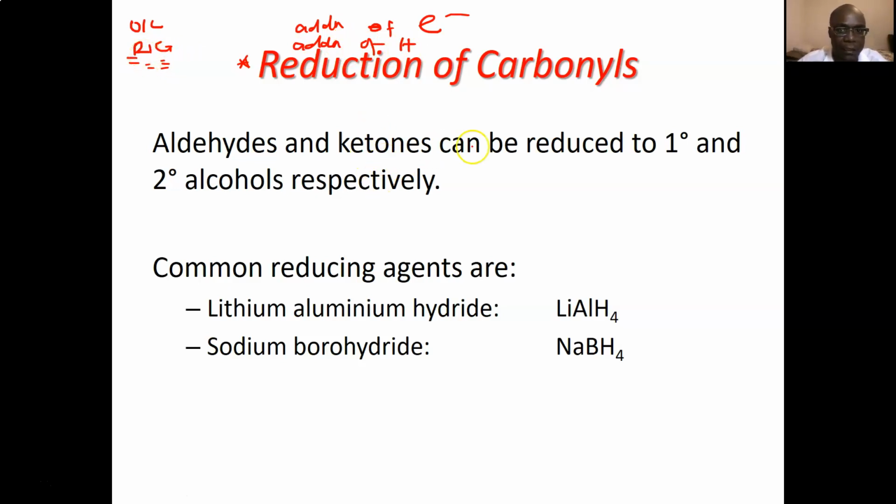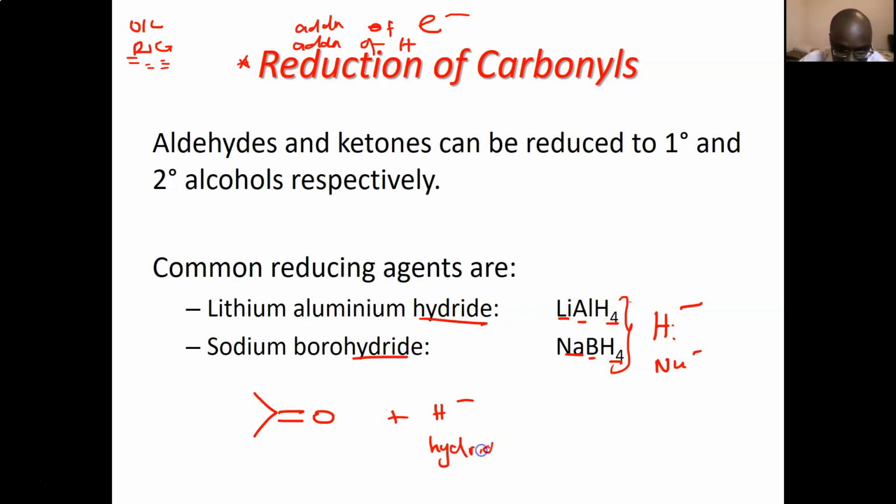So aldehydes can be reduced to primary or secondary alcohols. The common reagents are lithium aluminium hydride or sodium borohydride. All I want you to know is that these guys will give you H- as a nucleophile. That's all. H- will play the role of a nucleophile. So assume you have this carbonyl, and you're adding either of these: lithium aluminum hydride, sodium borohydride, H minus, the hydride.